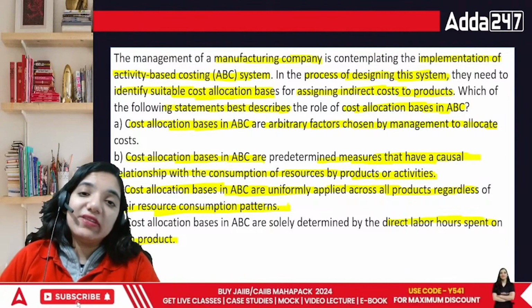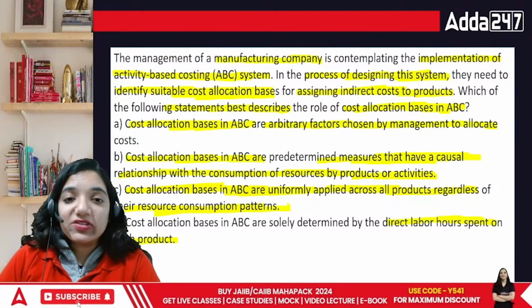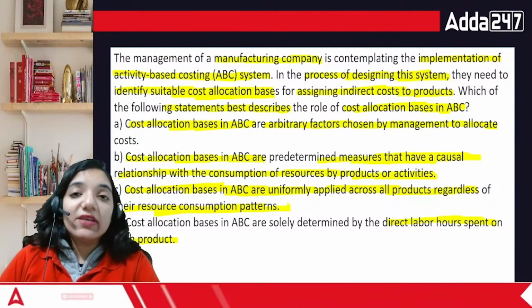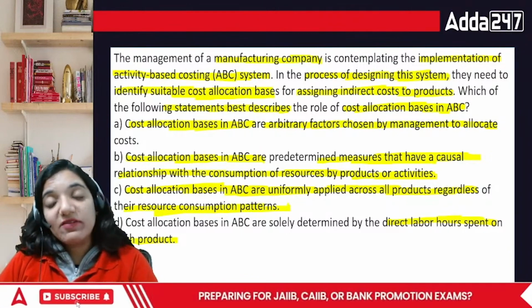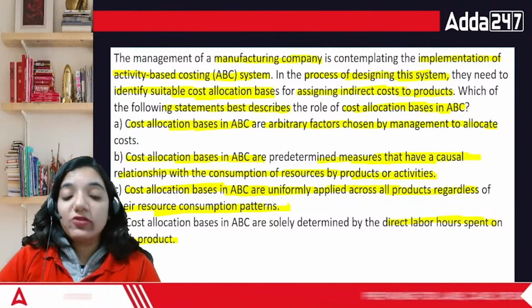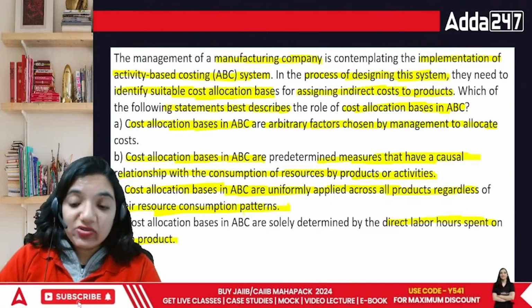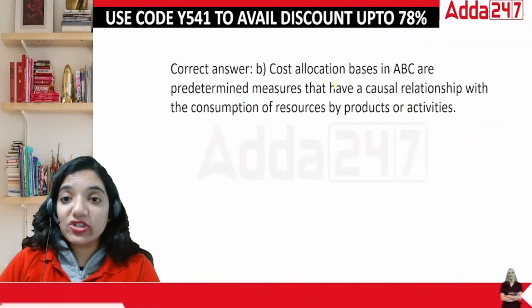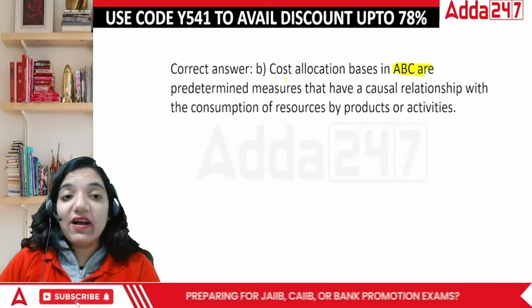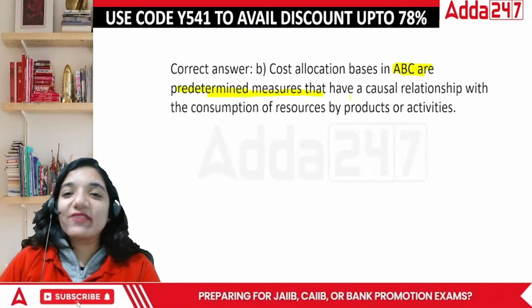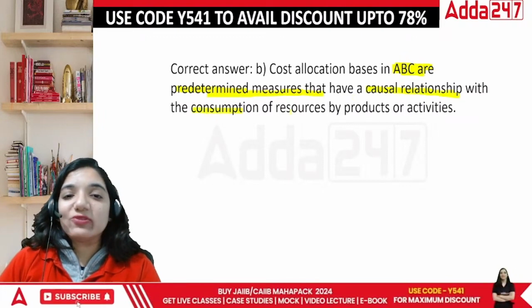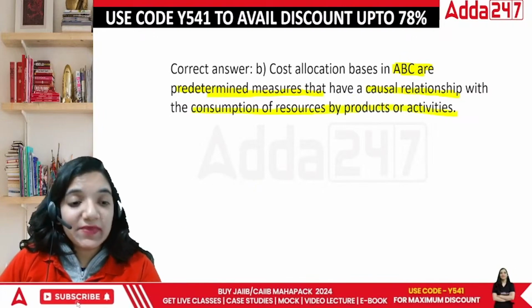Then when we talk about this entire system of activity based costing, what do we get out of it? Activity based costing means whatever activities are being done, how do we look towards that area? So in this case, can we say the cost allocation basis in ABC are predetermined measures that have a causal relationship with the consumption of the resources? Isn't that the answer, right?